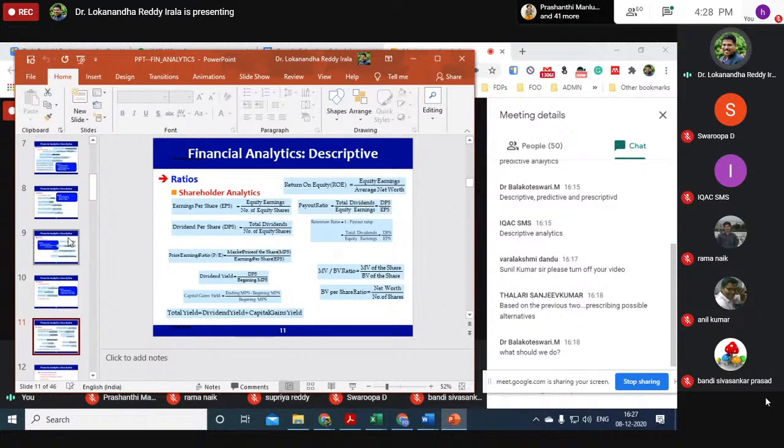So there, in terms of the market related ratios, right from earnings per share and book value per share, right? Then total yield, dividend yield. So these are all some of the descriptive analytics in the accounting area, right? So I'll just show you how this can be done.